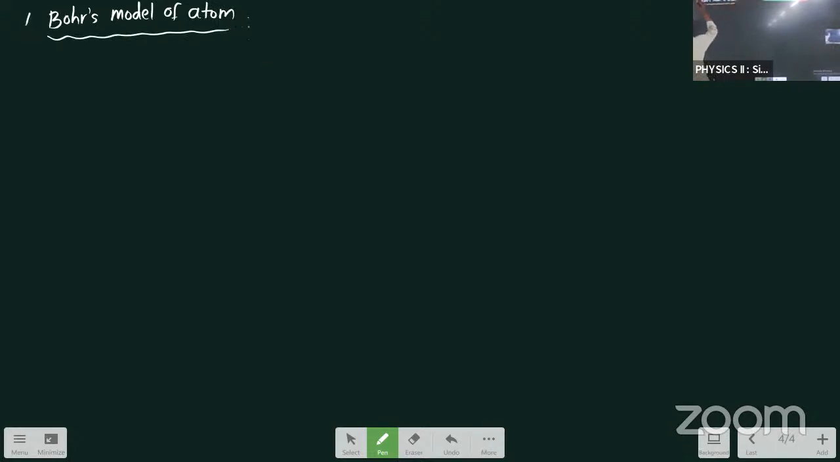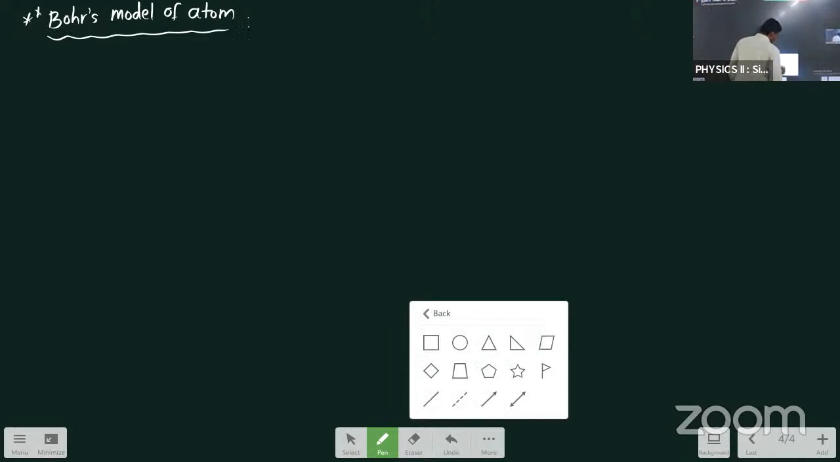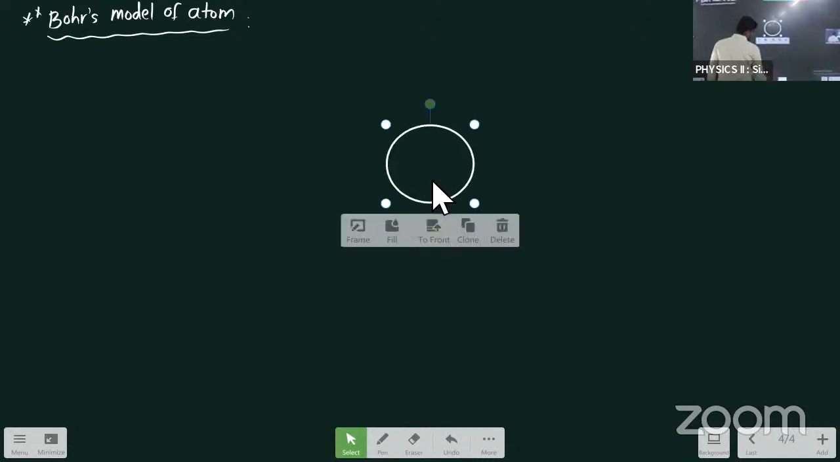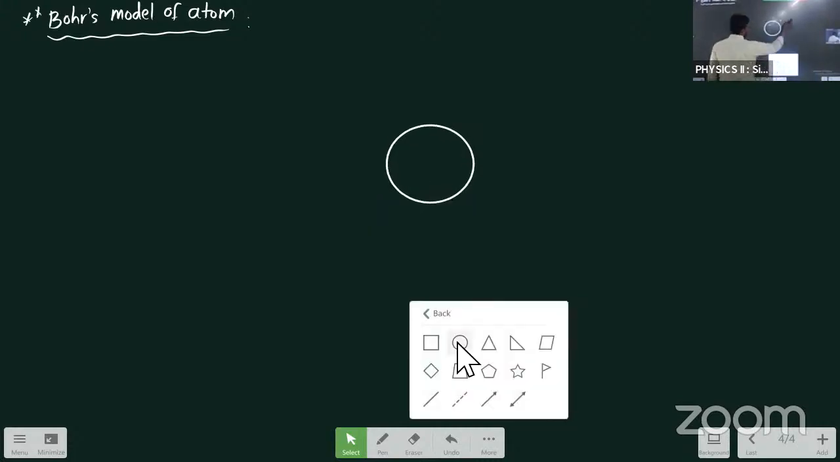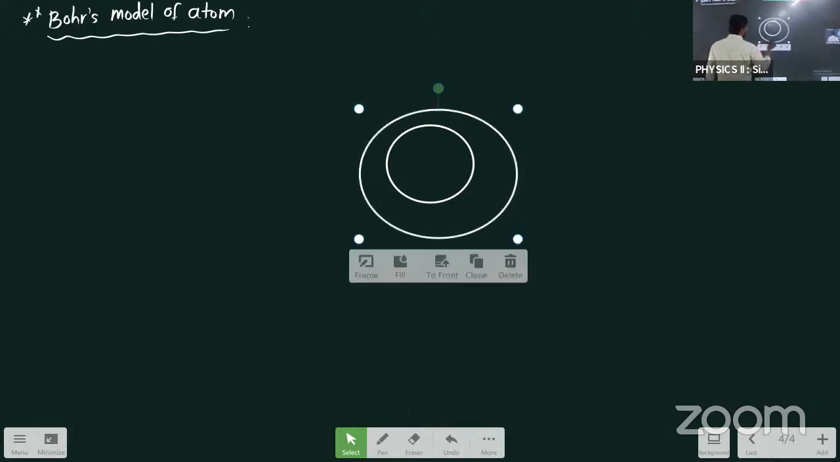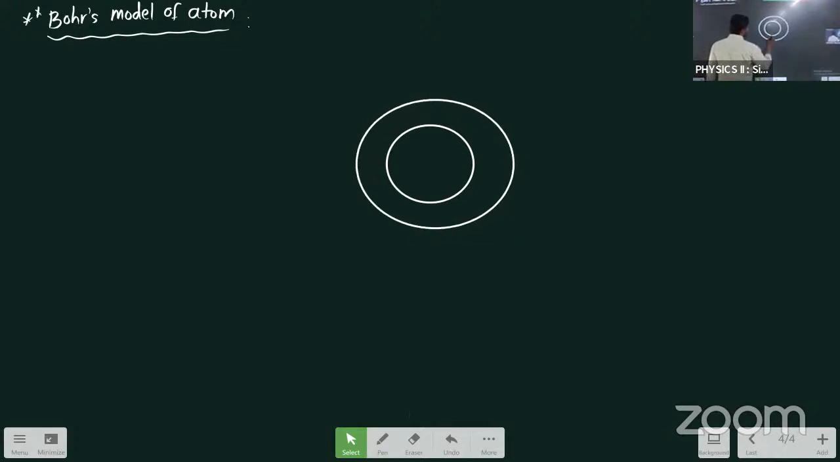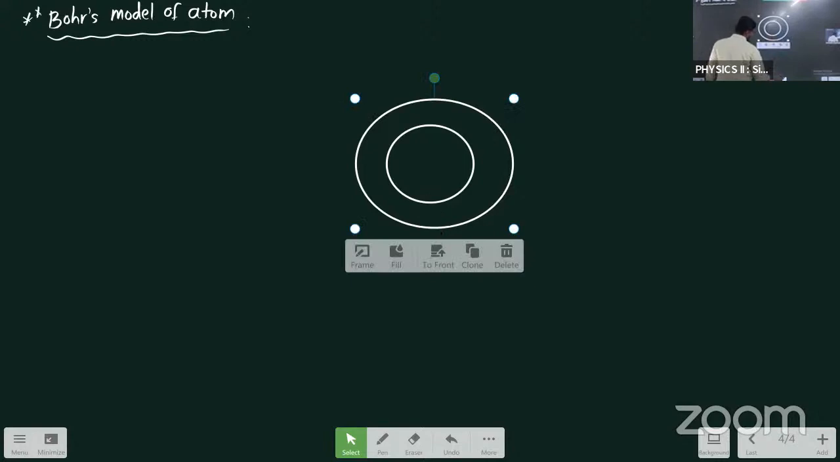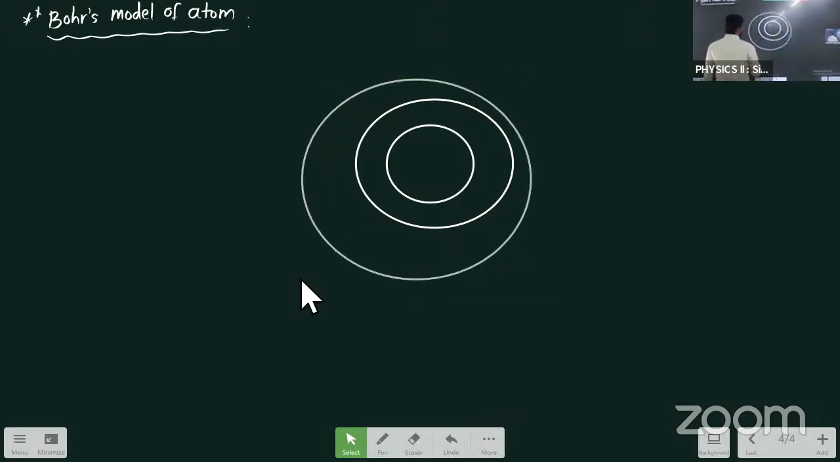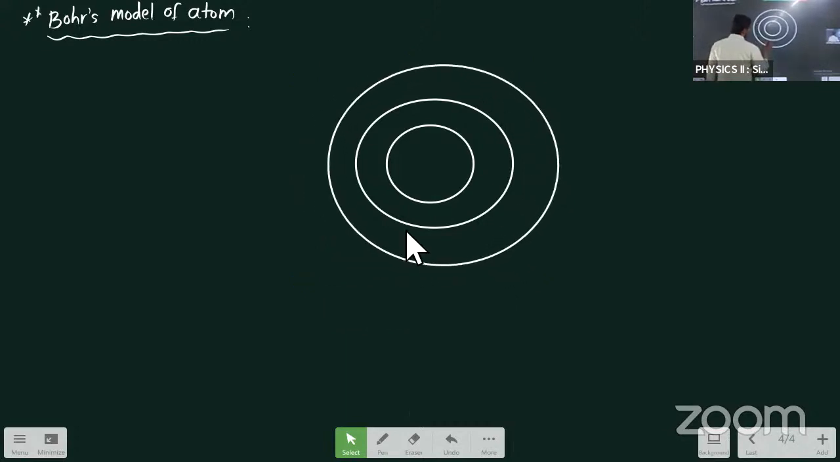Bohr's model of atom. What did he say? He said that the electron revolves around the nucleus only in certain special orbits. Those orbits are called stationary orbits, in which they do not radiate any energy. What was the statement given by Rutherford? What did he say?